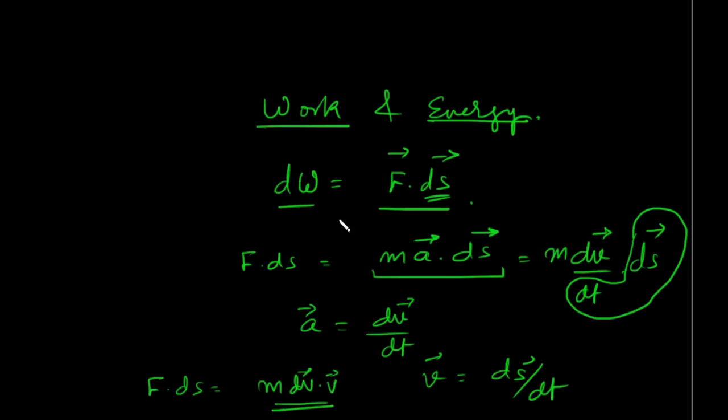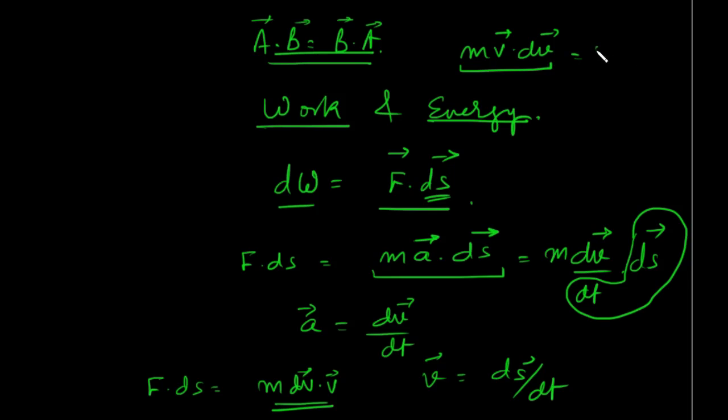Alright. I had earlier taught you that in scalars, A dot B is equal to B dot A. It does not matter in scalars, alright. In a scalar dot product, it does not matter whether A is written first or B is written first. So m dv dot v can be written as m v dot dv, right? And this is the expression for elemental work done. This is the expression m v dot dv, alright. You should remember this.